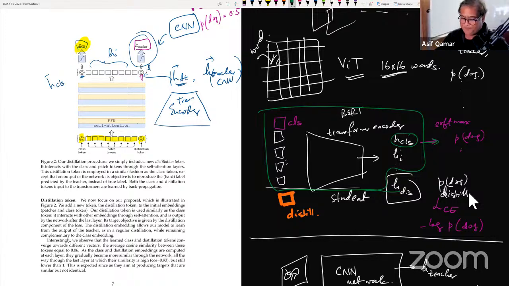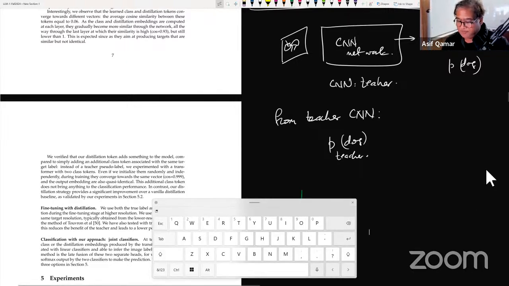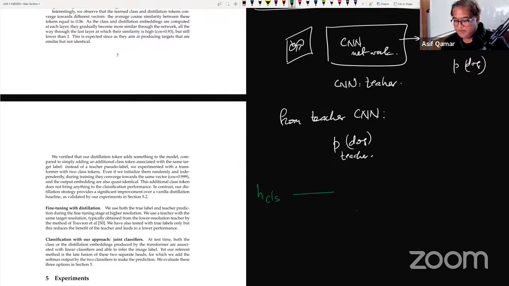Let me just call it the probability. So from the CLS token, you produce the hidden state of the CLS token, and therefore, you produce the probability from the CLS that it's a dog. We agree with that, right? It's coming from the transformer encoder.